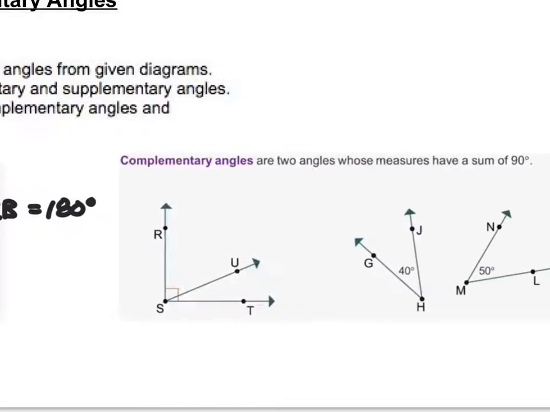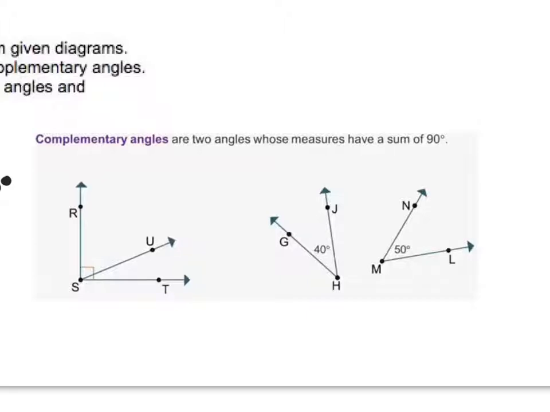The next one that we have is called complementary angles. You guys are all looking great today. I want to be complimentary with you. All right, but complementary angles are two angles whose measures have a sum of 90 degrees. So again, complementary angles means that they add up to 90 degrees.